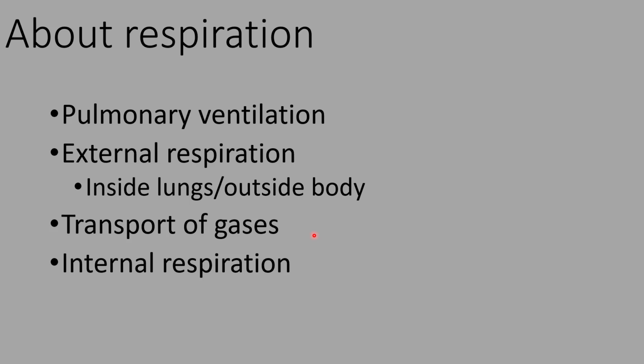So if we're talking about the respiratory system, we are obviously talking about respiration. And respiration is something that we've all talked about, but maybe we don't all really know exactly what is involved in respiration. So respiration actually has several components. The first is pulmonary ventilation. Pulmonary ventilation is just the act of breathing. It is the movement of air in and out of the lungs. It's inhaling and exhaling. Together, both of those make up pulmonary ventilation.